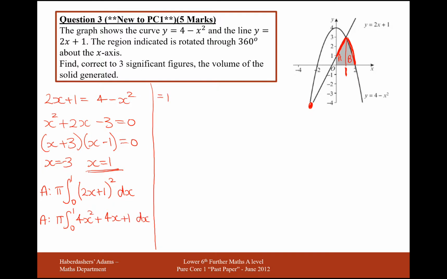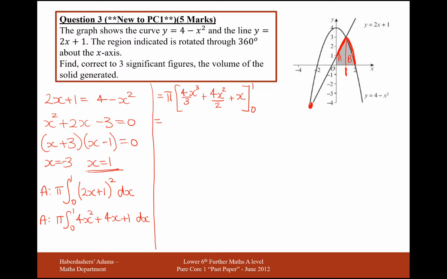The next thing we need to do is integrate. Remember, it's increase the power by 1 and divide by that new power. So x squared increases to x to the 3 and we divide by 3. Same with the 4x: the x has a power of 1, so we increase that to 2 and divide through by 2. And for the 1, x has a power of 0, so now it has a power of 1. We bound that in between 0 and 1.